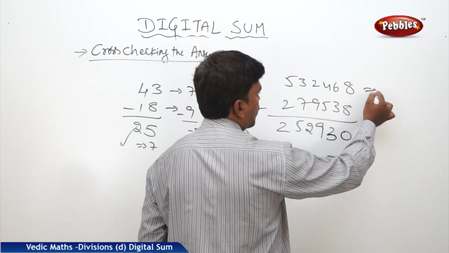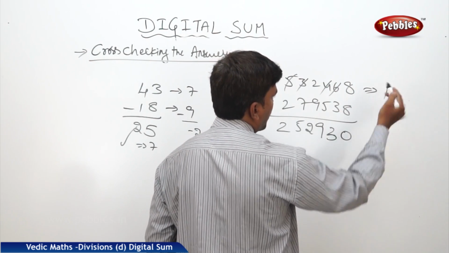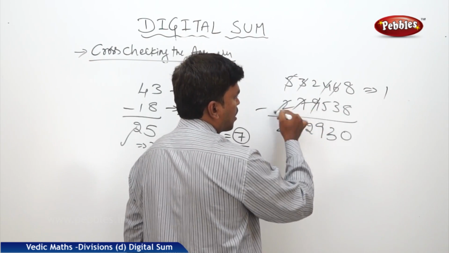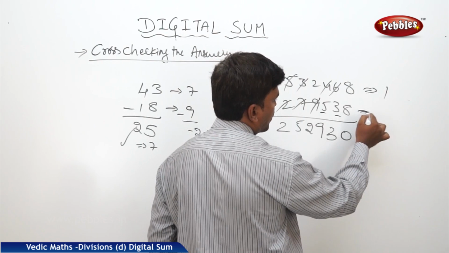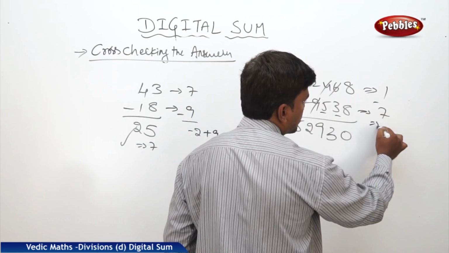Now let us cross check the answer. 5, 4, you can cross check. 6, 3 leave. 2, 8, 1. Now 9, 9, 5, 3, 8, 8 is 16. 1 plus 6, 7. 1 and 6, 1 and 7. It is minus 6.